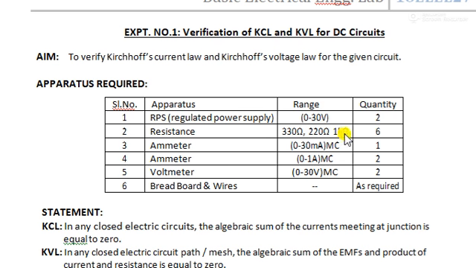required. Some values of resistances are 330 ohm, 220 ohm, 1 kilo ohm. Some 6 resistances are required. An ammeter of 0 to 30 milliamps is 1, and one more 0 to 1 milliamperes, that is 2 quantities. A voltmeter of 0 to 30 volt moving coil is required, 2 of them, and wires are required as per the circuit connection.